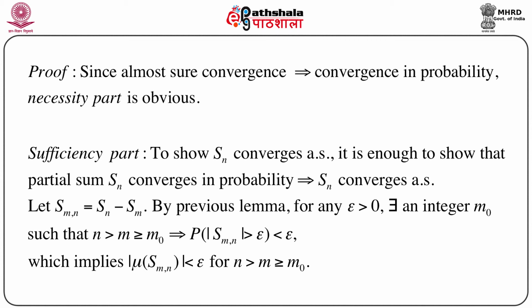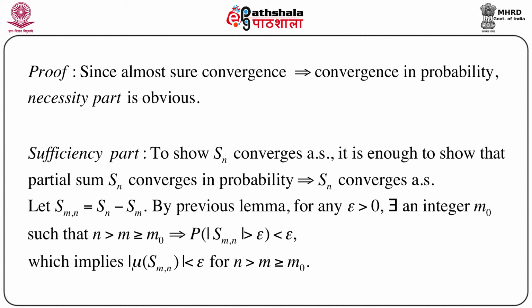Here we have assumed that convergence in probability holds. To show that Sn converges almost surely, it is enough to show that the partial sum Sn converging in probability implies Sn converges almost surely. So let us first define Sm,n by double suffixes as Sn minus Sm. Now by the previous lemma, for every epsilon greater than 0, there exists an integer m0 such that whenever n greater than m greater than or equal to m0, the probability that modulus of Sn minus Sm, which is nothing but Smn, is greater than epsilon is less than epsilon.